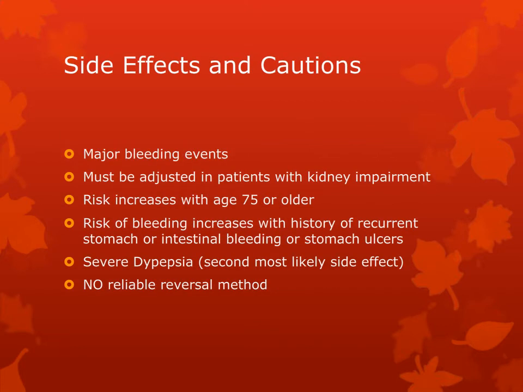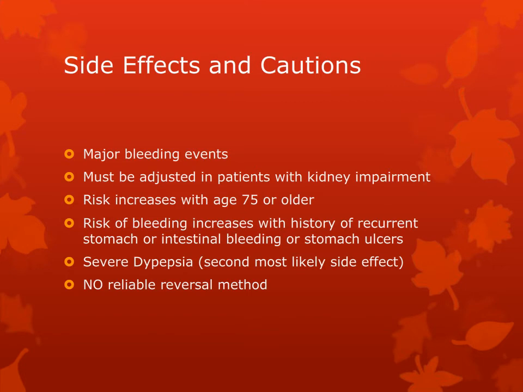Side effects and cautions. Major bleeding events. It must be adjusted in patients with kidney impairment. Risk increases with age 75 or older. Risk of bleeding increases with history of recurrent stomach or intestinal bleeding or stomach ulcers. Severe dyspepsia is the second most likely side effect.